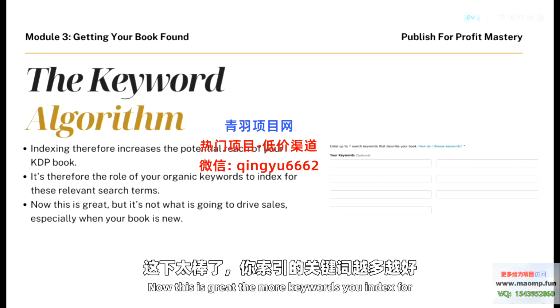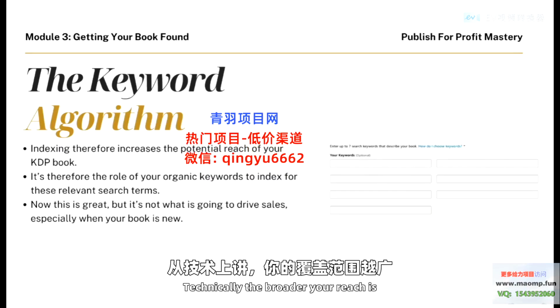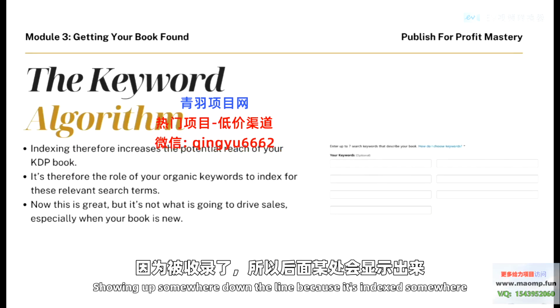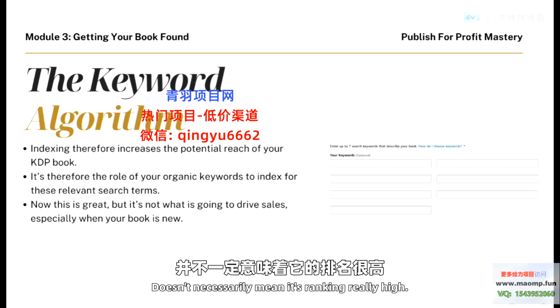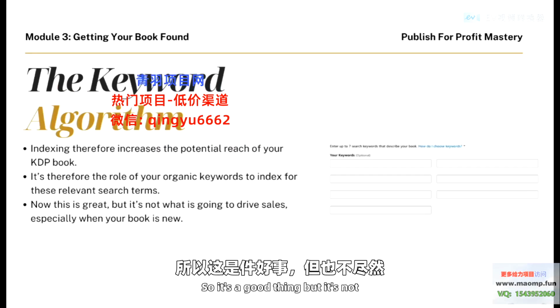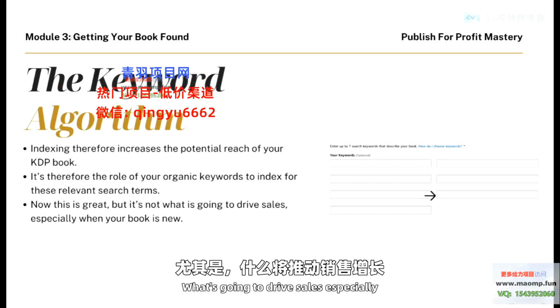Now, this is great. The more keywords you index for, technically, the broader your reach is on Amazon. Even if your book isn't showing up on the first page, it's going to be showing up somewhere down the line, because it's indexed somewhere. Doesn't necessarily mean it's ranking really high. So in theory, the more you can index for, the broader reach you have. So it's a good thing, but it's not what's going to drive sales, especially when your book is new.